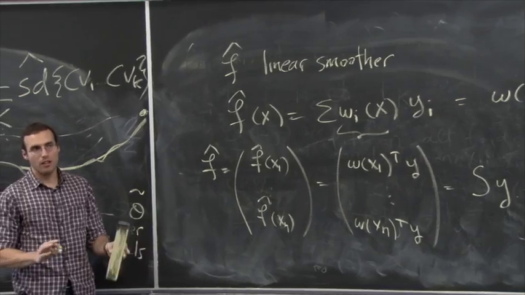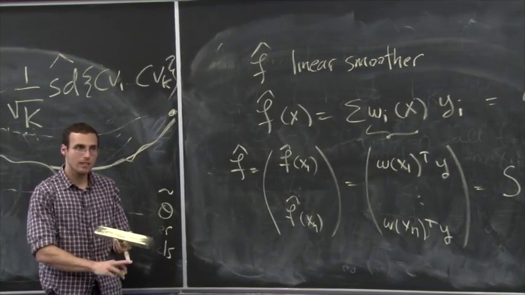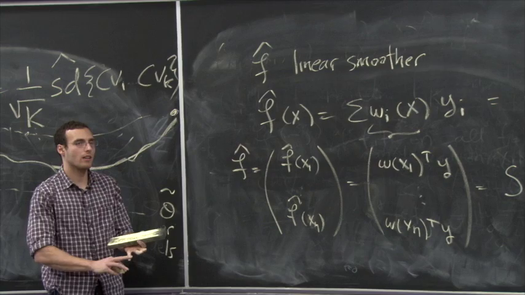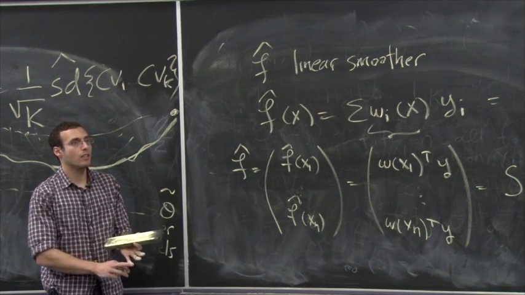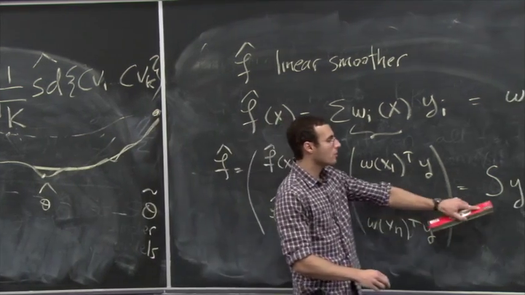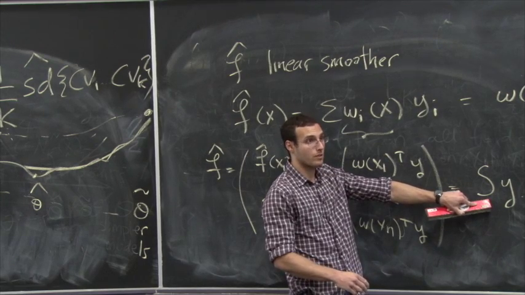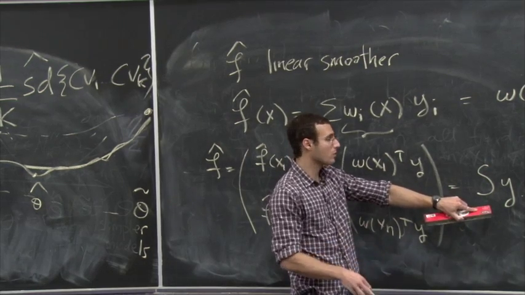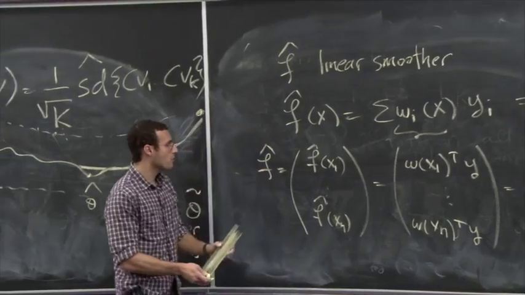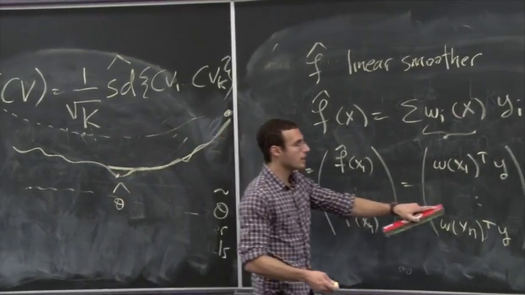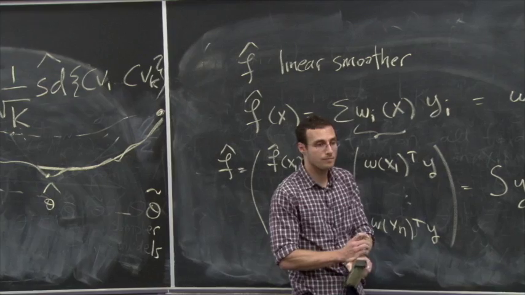So just to be perfectly clear, that matrix S can depend on X, can depend on tuning parameters, it can depend on anything else that's external, but S is not a function of Y. It's just some fixed matrix once I fix all those other quantities. So another way to remember the linear smoother is that the fitted values are just a linear operator times Y, a matrix times Y.